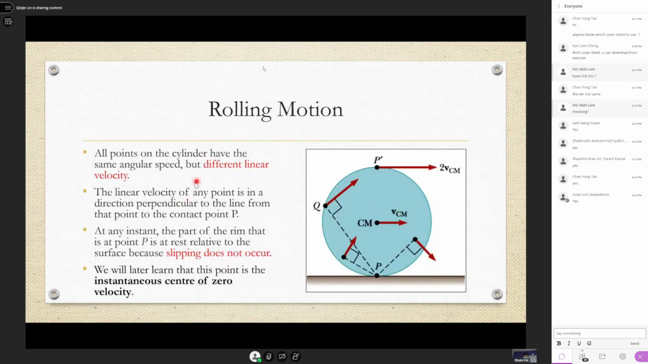So some characteristics: all points on a cylinder have the same angular speed, but different linear velocity. Remember when we studied circular motion?